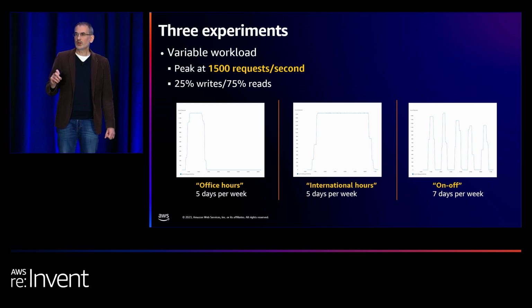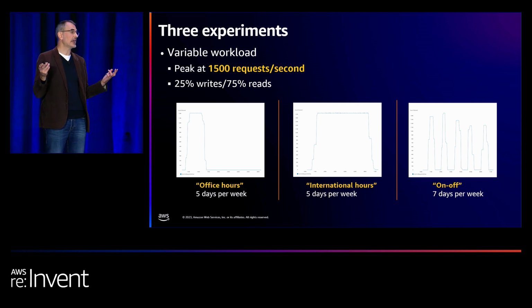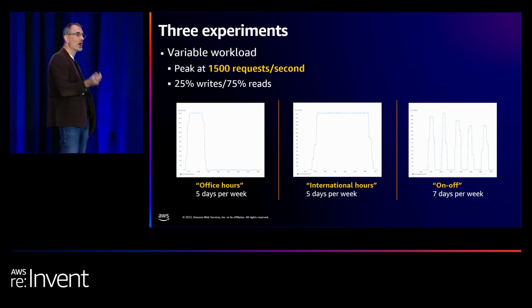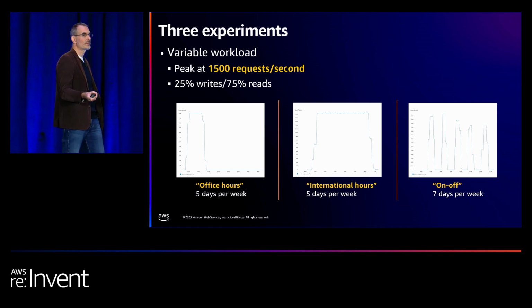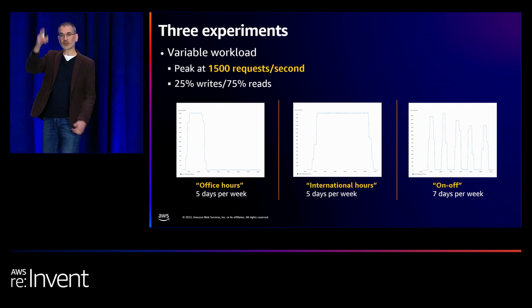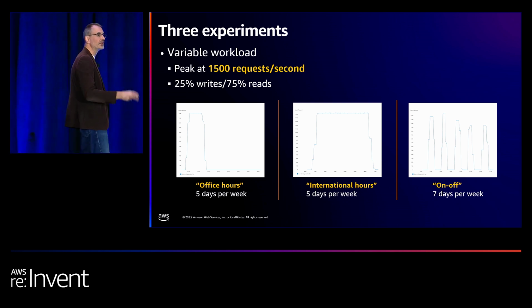The second workload is what I call an international hours workload. So it's very similar, but now it's running at its peak for about 18 hours a day, and it's idle only for around about 6 hours a day. And again, it's idle at the weekends. And then the third one is an on-off workload. It's constantly peaking, peaks and troughs, high throughput, low throughput, and that's running constantly 7 days a week.